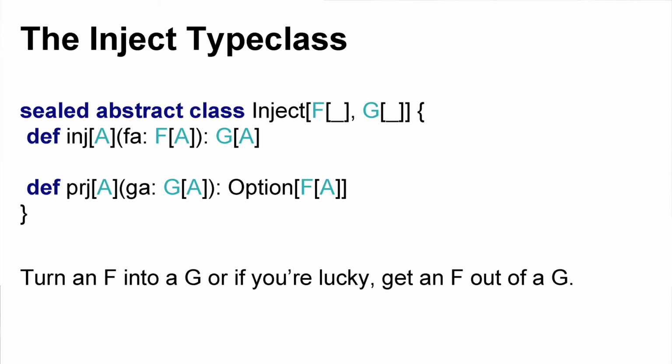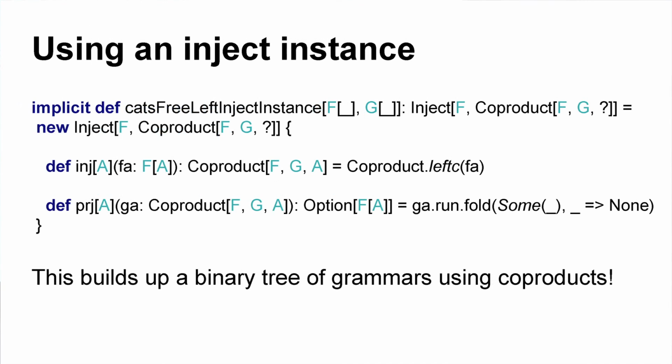But in short, it's basically a way of taking an F and making a G, in some cases with the inject method. And sometimes, maybe, you can get an F out of a G. And that's what it's talking about. So there's a few notable instances of inject that you get for free out of the Cats library. Probably the same is true of the Scala Z free library as well. And other implementations of this because it's such a useful and common pattern.